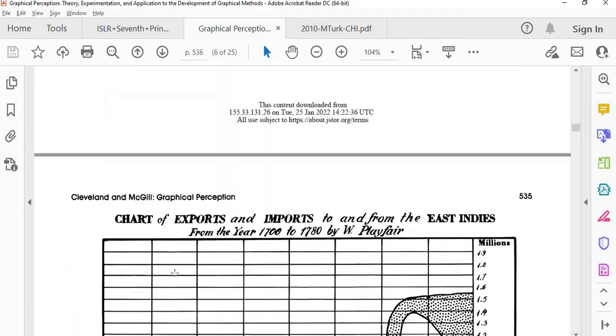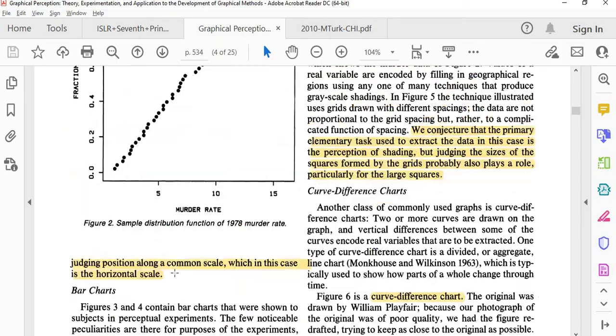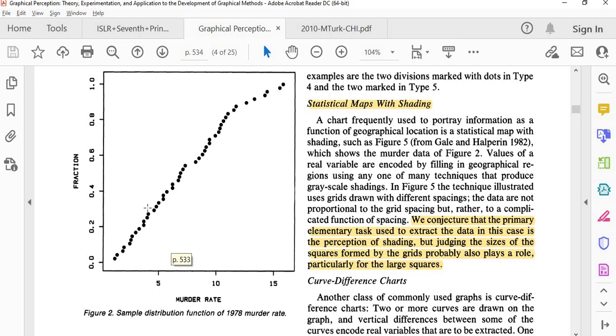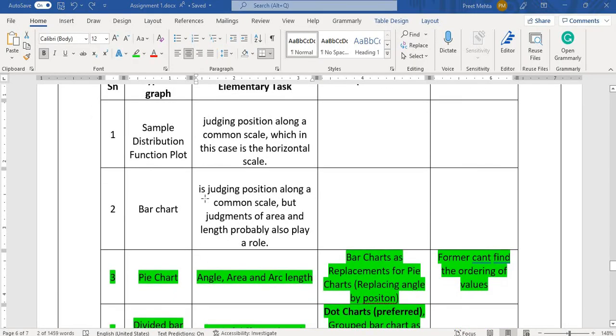So how does a human brain read it? The first is the sample distribution function plot. Over here we'll see the x and y coordinates of all these points and see what the position is. We'll compare with some scale, right? There has to be some reference through which we compare this. Second is the bar chart.